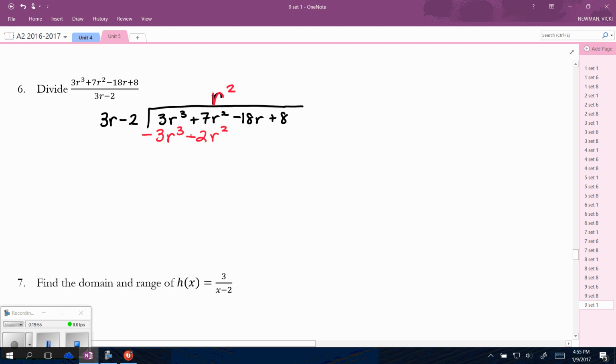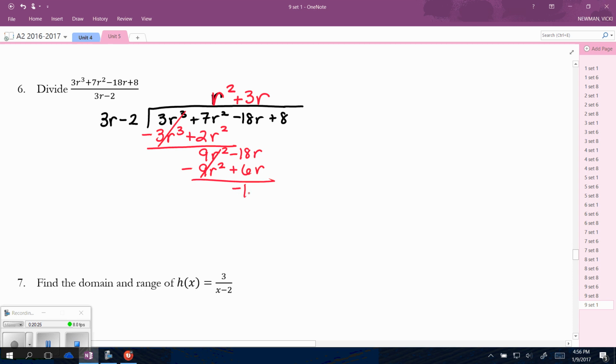Subtract, minus, plus. Those two cancel. I get 9r squared. Bring down. 3r divided into 9r squared would be positive 3r. Multiply. 3r times 3r is 9r squared. 3r times negative 2 is negative 6r. Subtract.